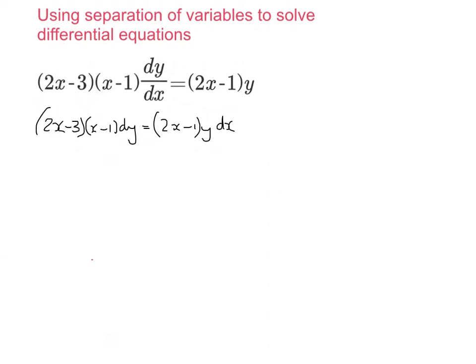Now on the right hand side of the equation here we've got a dx, so there can't be any terms with y in here. We've got a term with y in, so I need to divide both sides by y, just to make sure that there are no y terms on that side. Now we check the left hand side. This is dy, so there can't be any terms to do with x on this side. It has to be all y's, which means I need to divide by (2x - 3)(x - 1).